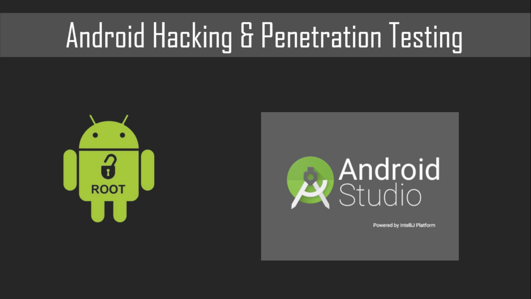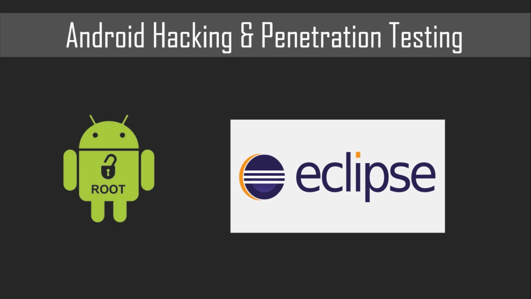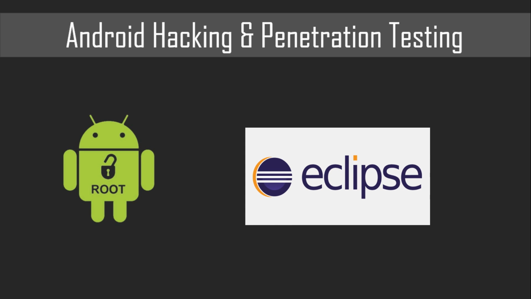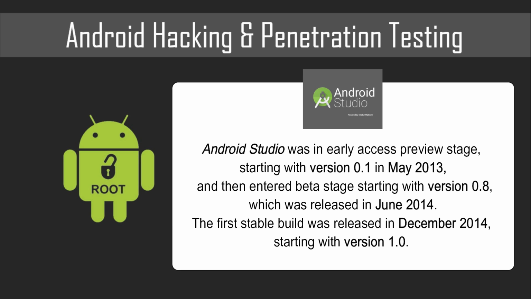Android Studio is the official IDE for Android application development, based on IntelliJ IDEA. Eclipse used to be the IDE for Android application development before Android Studio was introduced. Android Studio was in the early access preview stage, starting with version 0.1 in May 2013, and then entered the beta stage, starting with version 0.8, which was released in June 2014. The first stable build was released in December 2014, starting with version 1.0.